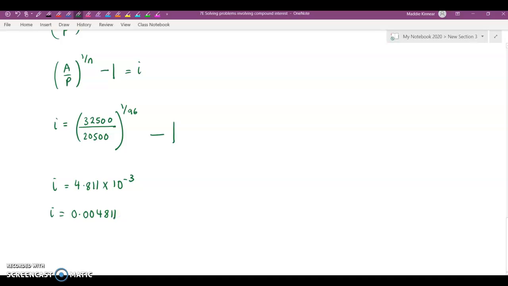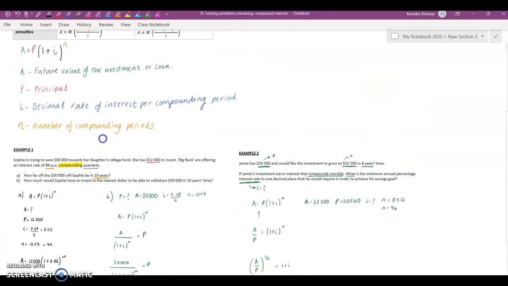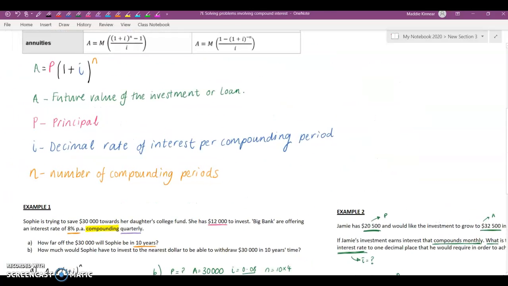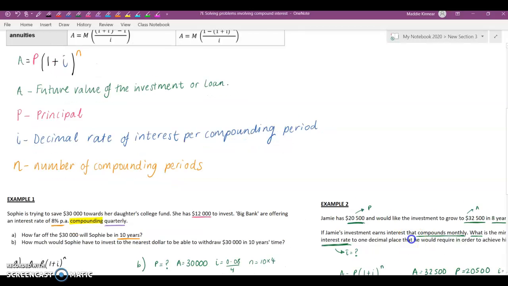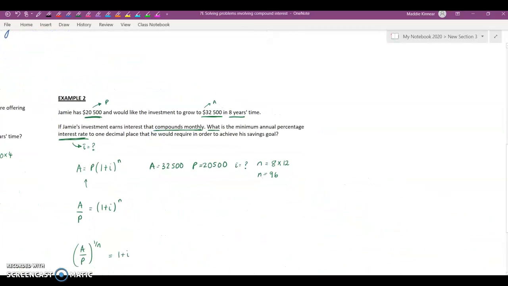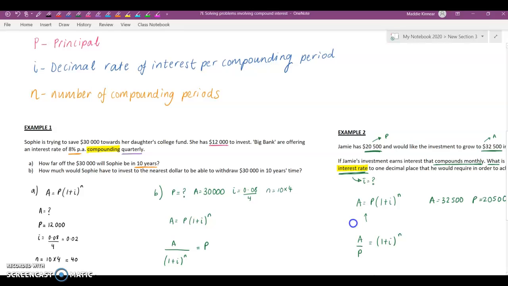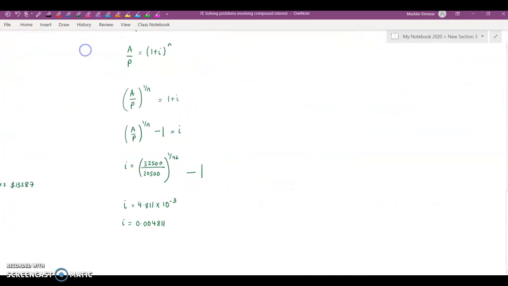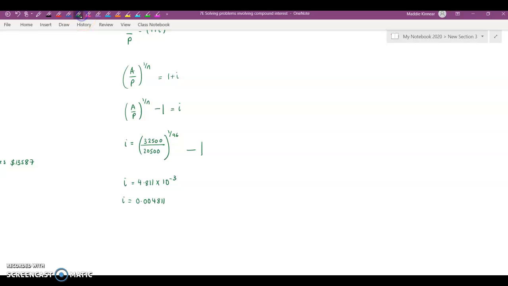So what this actually means is you have 0.004811. So remember though, at the moment, if we go back to those definitions, I is a decimal rate of interest per compounding period. So if we go back to this question, it wants us to find the annual percentage interest rate. So I'll just highlight that. It wants us to find this. At the moment, our interest rate is per compounding period. So this interest rate down here is actually the interest rate per month, because our compounding period is month. So this is how much interest we earn per month.